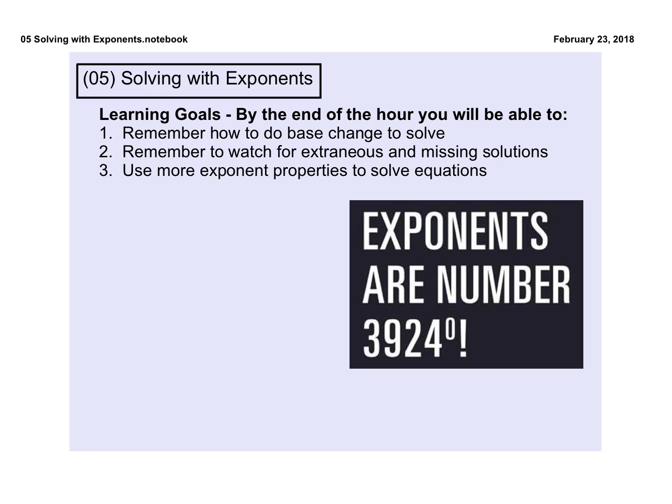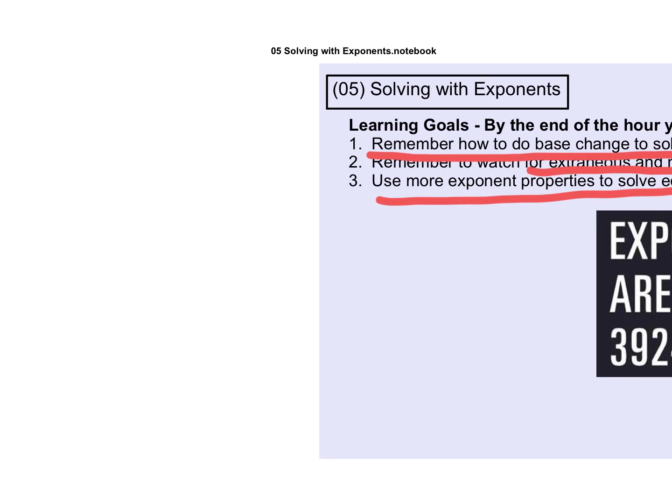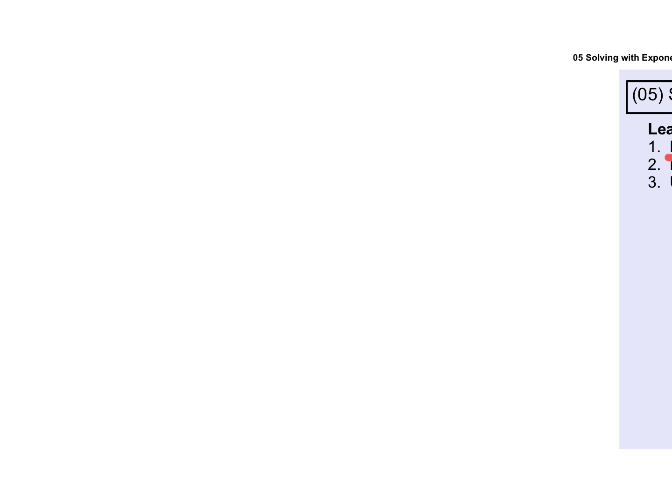Well, let's just read. By the end of the hour, you should be able to remember how to do a base change. We did do that before. That's not new. Watch out for extraneous and missing solutions. That's a review also. I told you about extraneous yesterday. Solutions that you did nothing wrong, but they don't work. And use more exponent properties to solve equations. Okay, so the exponents are just going to get trickier. All right, before we get into these notes, I want to make sure you get the old stuff.